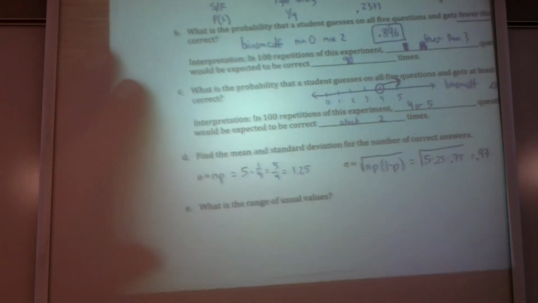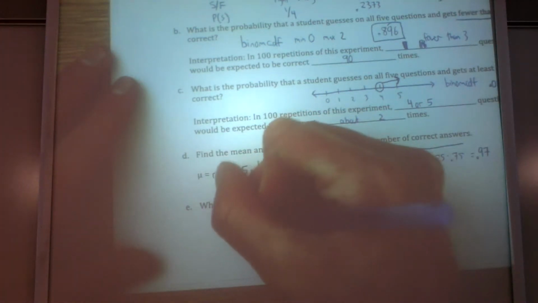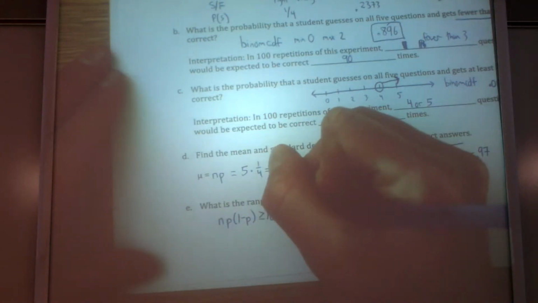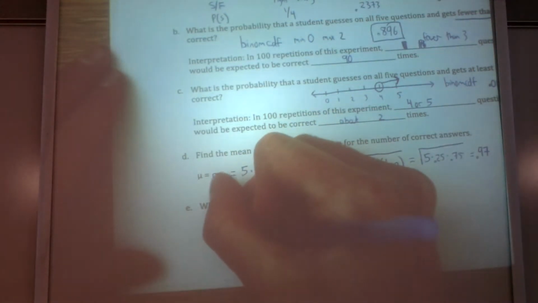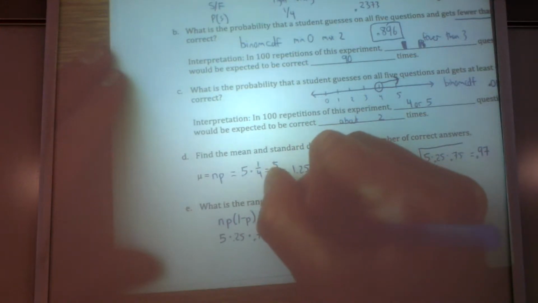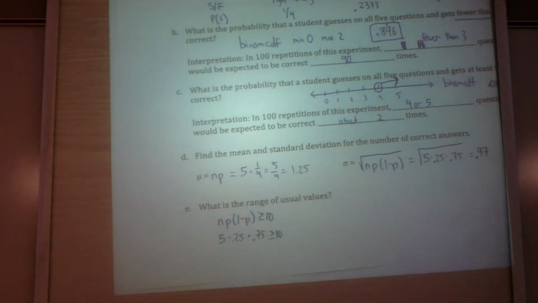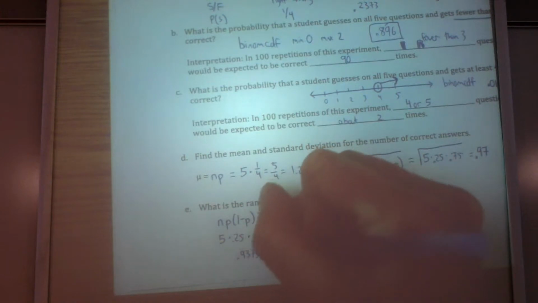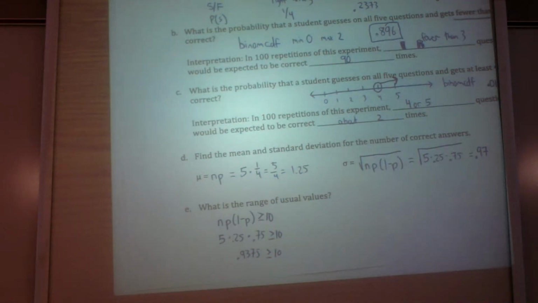So what we're going to do first is check, is NP(1 minus P) greater than or equal to 10? Well, we're doing 5, and then P is 0.25, and 1 minus P is 0.75. Is that greater than or equal to 10? I think I've got some bad news because I am fairly confident that is not going to be greater than or equal to 10. So for this case, we actually don't know if this is going to be a normal distribution because that's not a true statement.